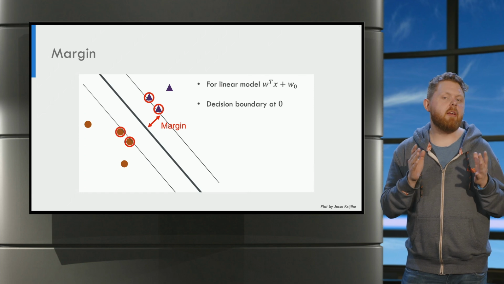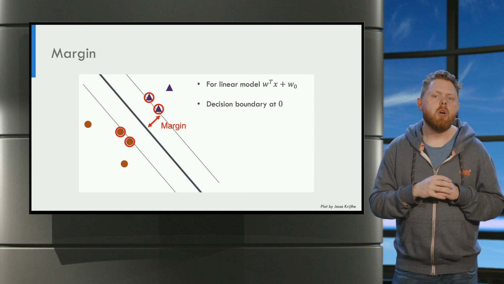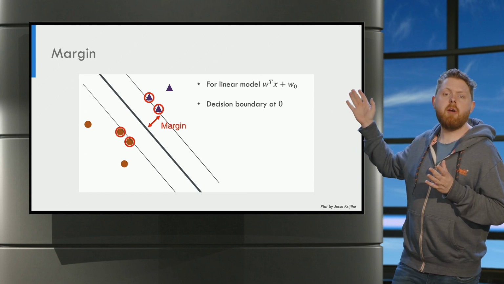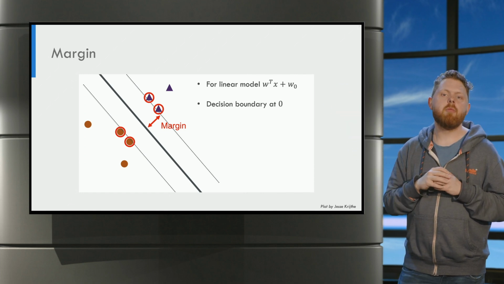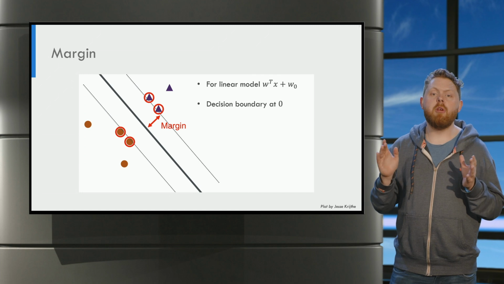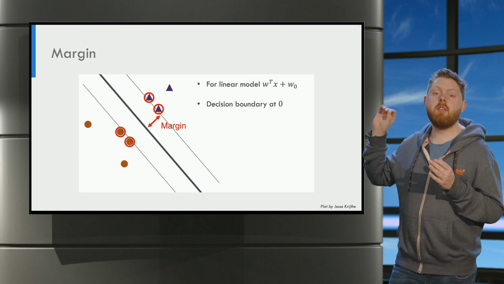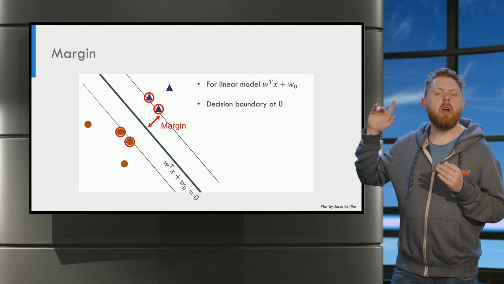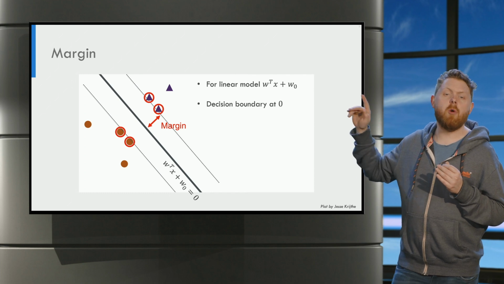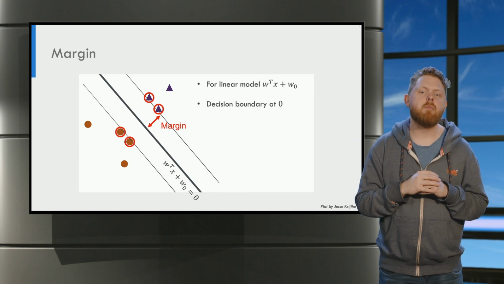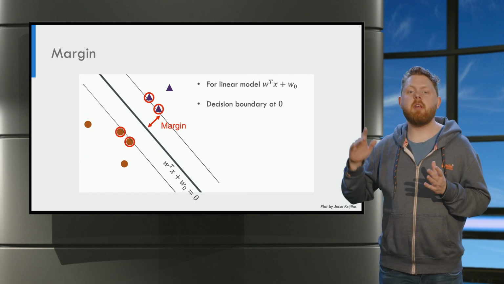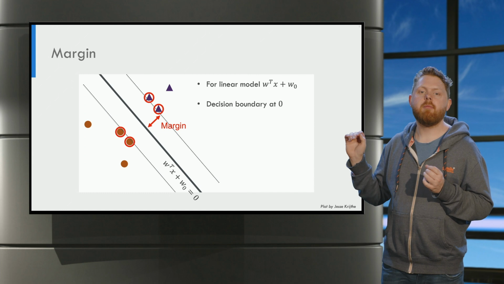Okay, let's define this mathematically. Here on the slide we have the equation for a linear classification model. For the SVM model we usually define the boundary at 0. So if we set this equation to 0 and solve it, we find the decision boundary. I've indicated this in the plot with the equation.